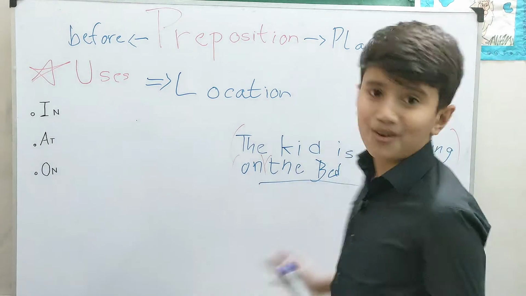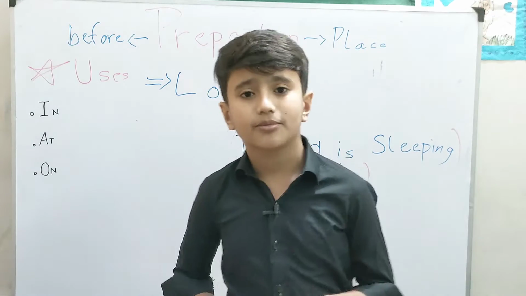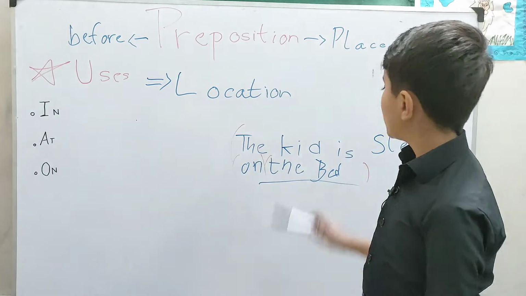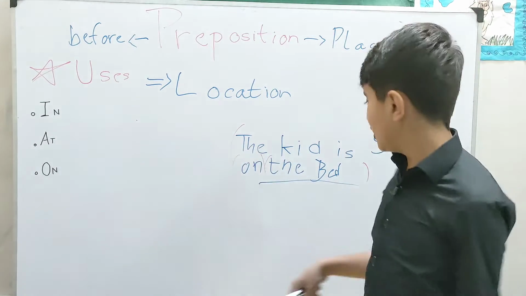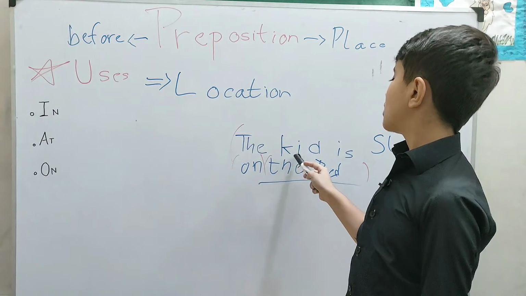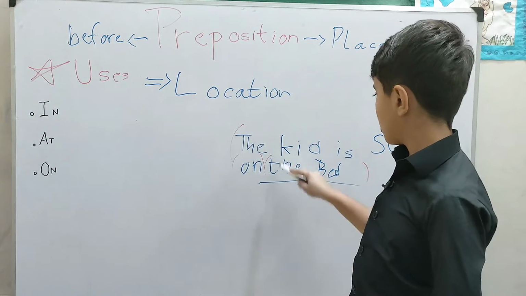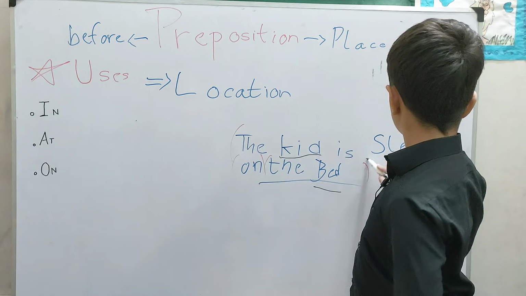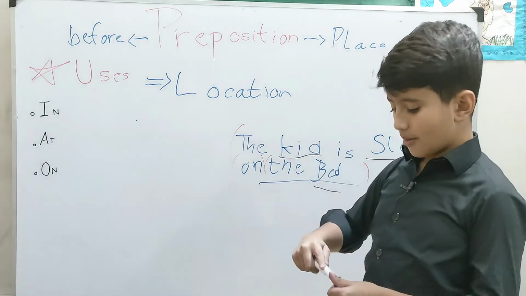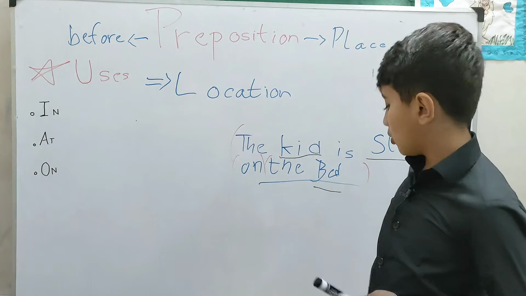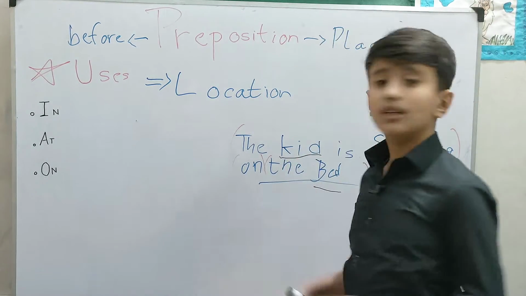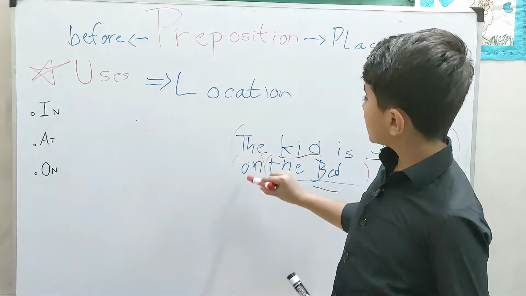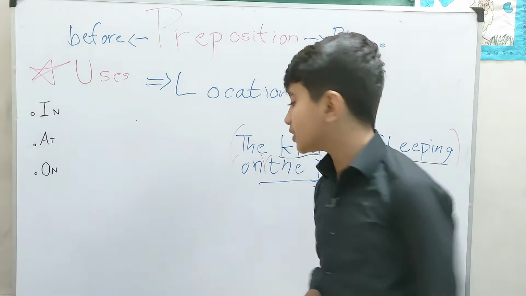Now, I know this much grammar at least, that you can change the subject. You can change the object. You can change the verb. Yes, but here this sentence is wrong. How is it wrong? Because the preposition is wrong. Of course it is wrong.